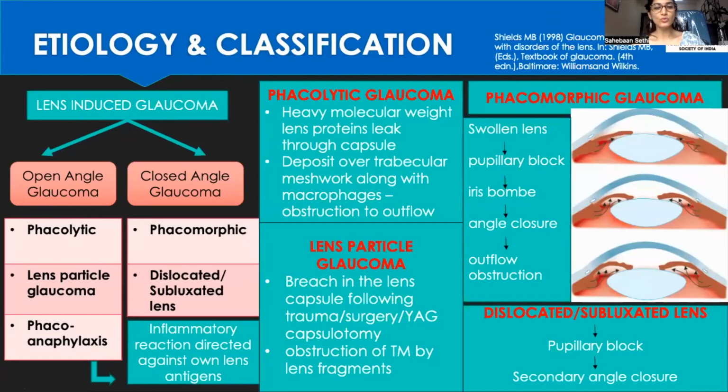So lens-induced glaucoma is a secondary glaucoma and it can be either an open angle glaucoma or an angle closure glaucoma. So let's look at what is the mechanism of IOP rise with the different kinds of open angle glaucomas.